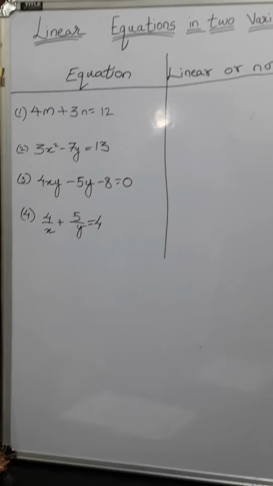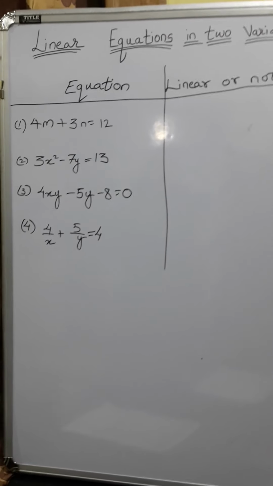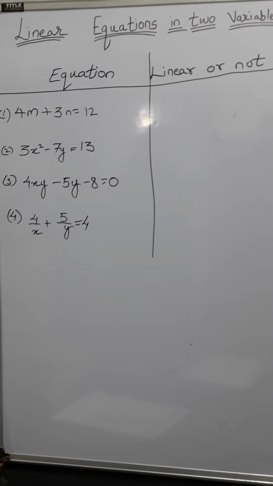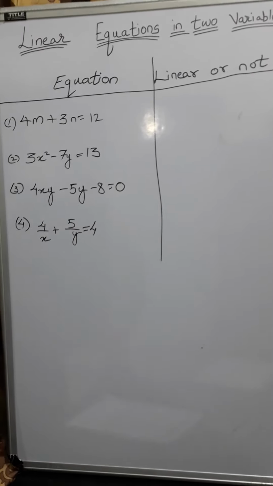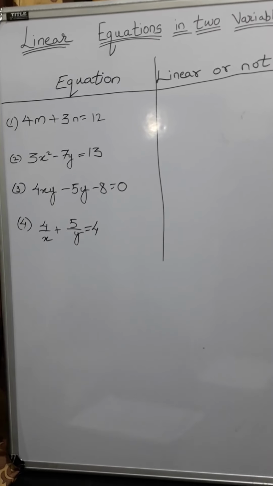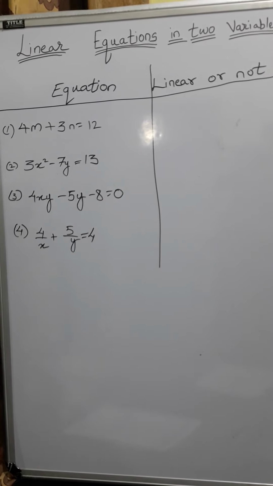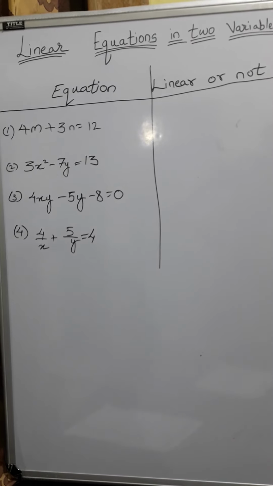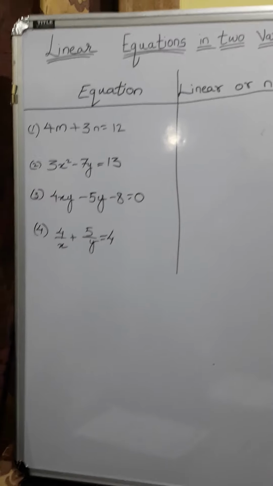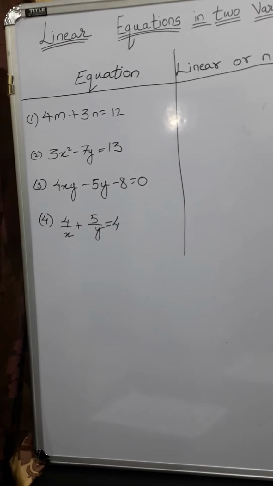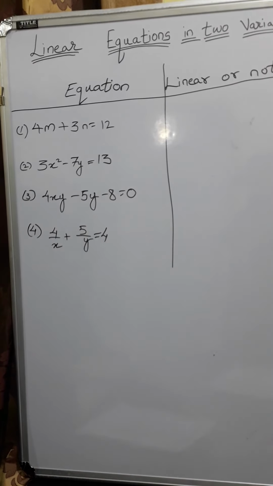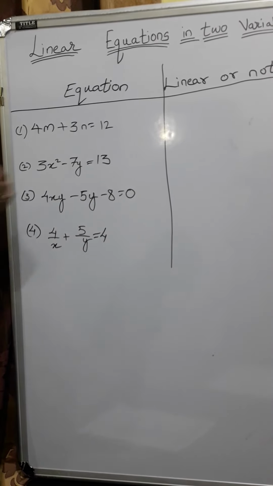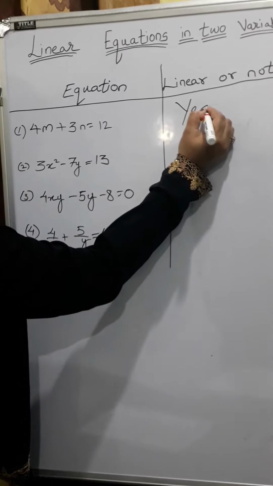Now on your board there are some equations given to you. You have to see whether the equations are linear or not. Your first equation is 4m plus 3n is equal to 12. By seeing it, you will recognize that this is a linear equation. Why? Because the degree in that equation is 1. Here the degree of the variable is 1.